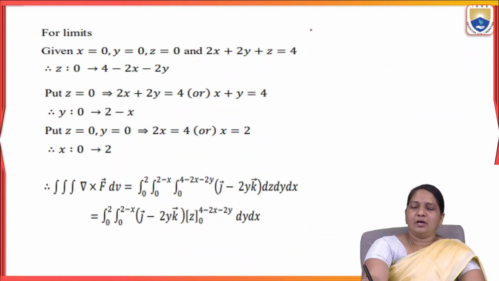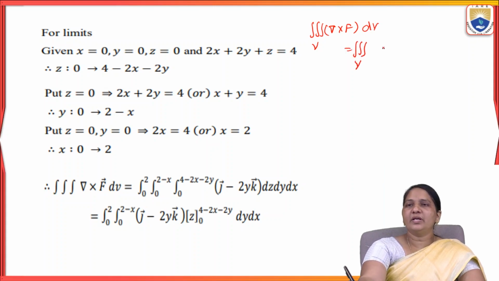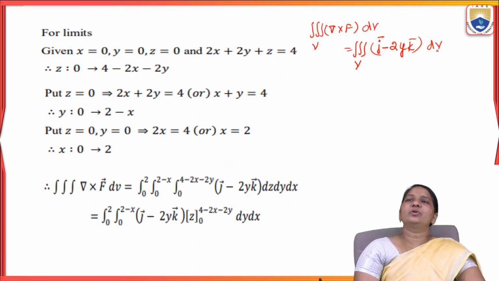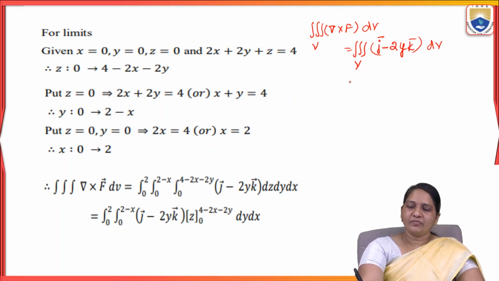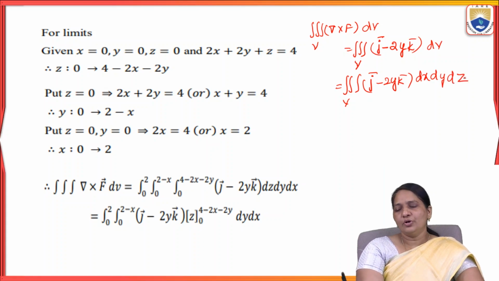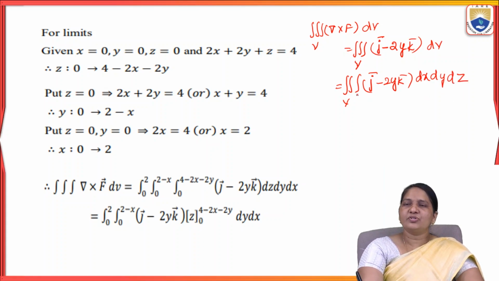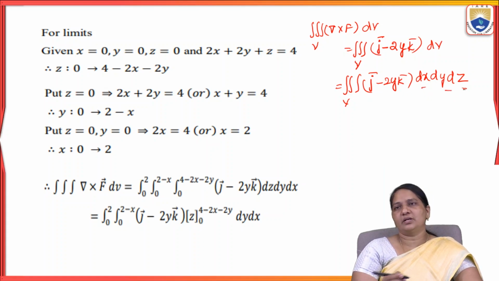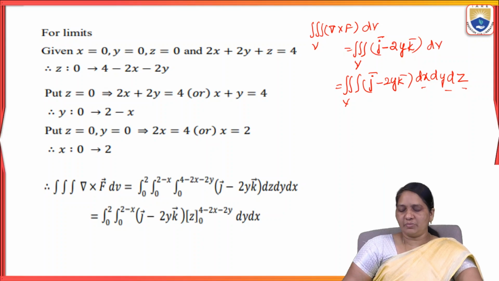See here, triple integral over v of del cross f into dv. So this one is triple integral over v, del cross f value we got here, minus j bar minus 2y k bar, into dv. To integrate this function we have to know about the volume. In the dv place we can write dx dy dz. To calculate this dx dy dz integral, we should know about the limits of x, y and z. How can we take the limits? We are going to know now.